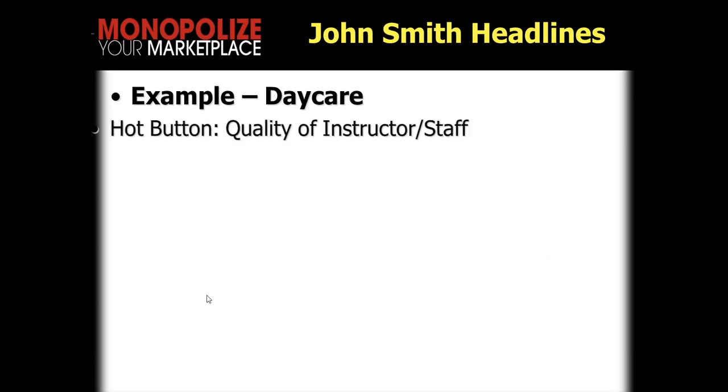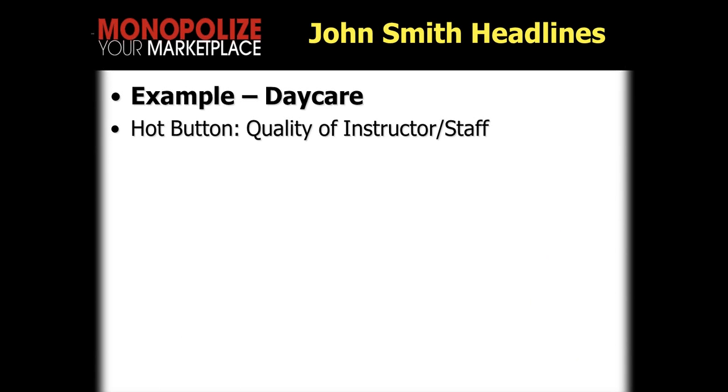So let's use quality of instructors or staff for our first hot button, okay? So imagine John Smith in a situation where he is displeased, frustrated, with the quality of the instructor or the staff. Now think about this for a minute. This shouldn't be that hard for you to do. Now I've got a lot of kids. I don't have any experience with daycare because I haven't put them in daycare, but I can certainly imagine this. It's not that hard of a stretch to think, okay, I've got my kid. She's 2 years old, 1 year old, whatever the case is, and she's in daycare. And there's something about the quality of the instructor or the staff that is frustrating me.